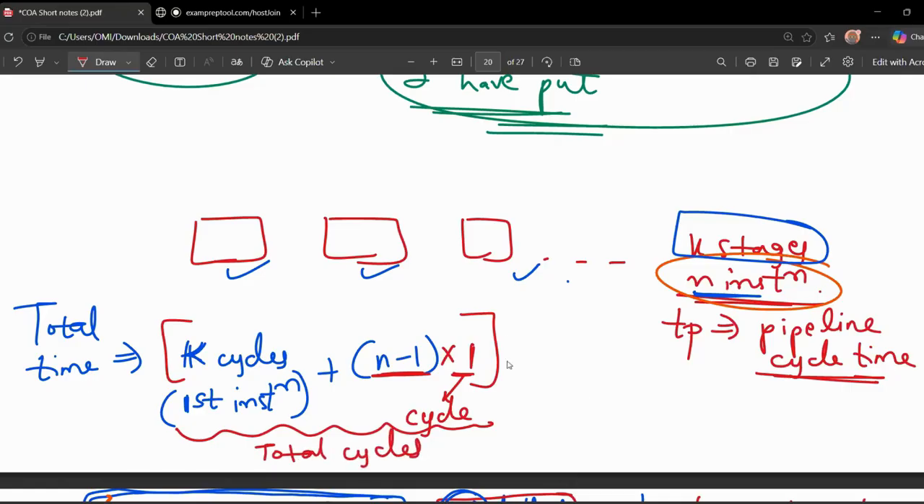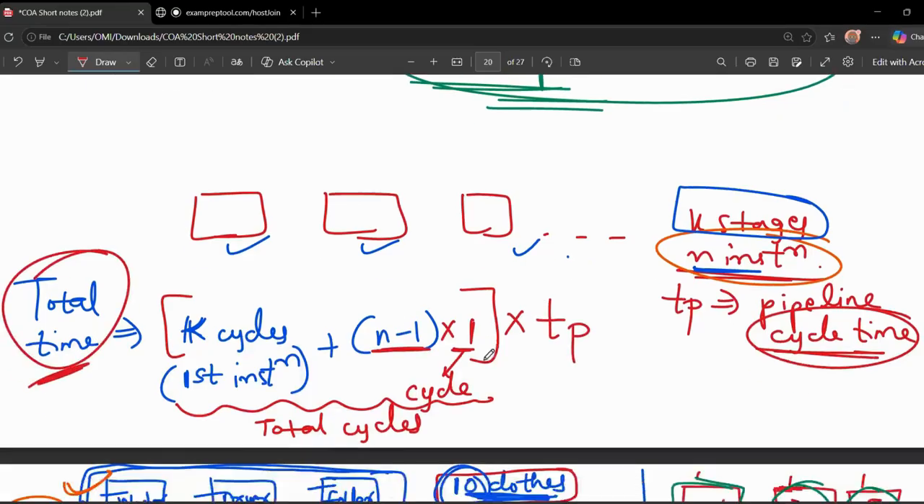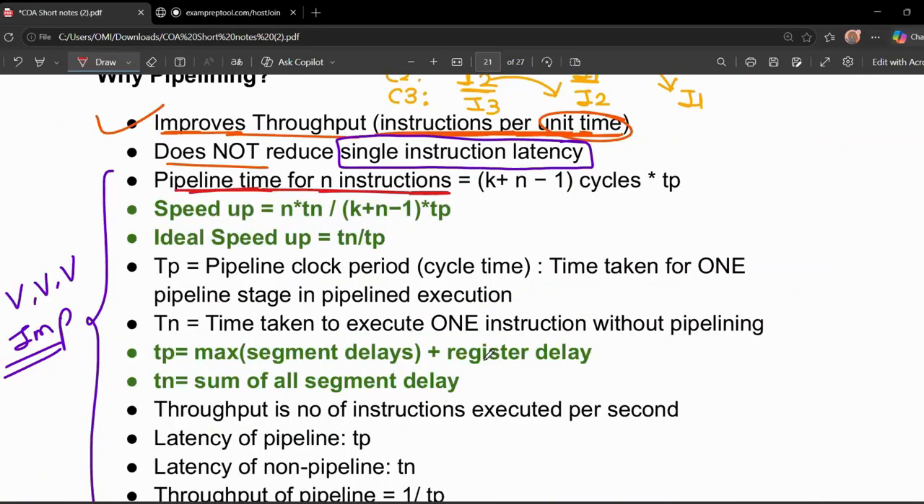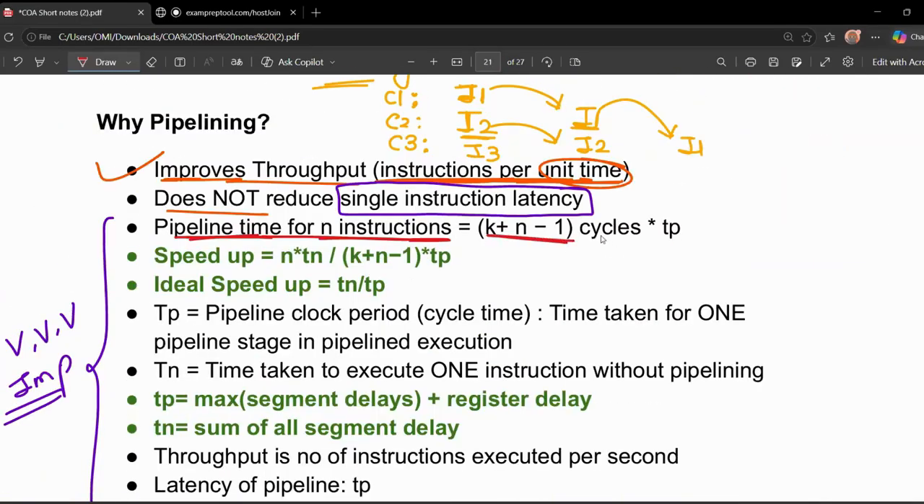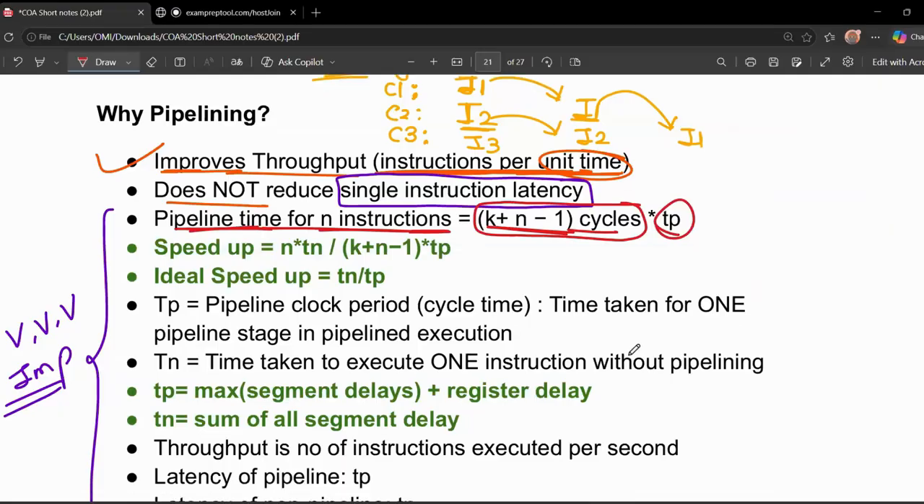Now, if you multiply the cycles by the cycle time TP, you will get the total time. So that's what is written here: k plus n minus 1 cycles into TP. Now the next important formula is speed up.